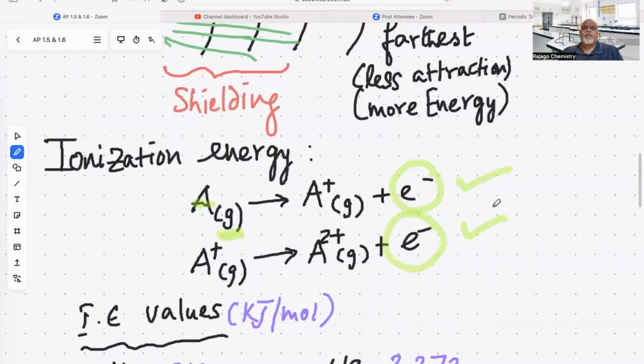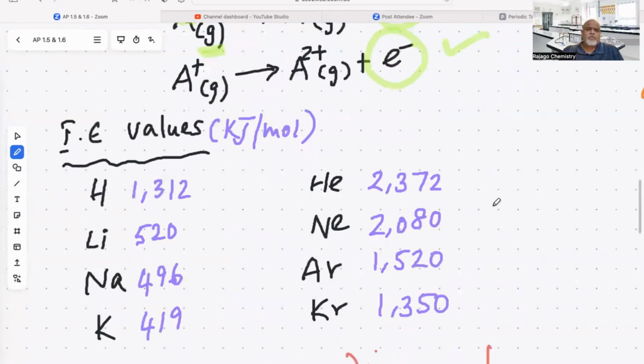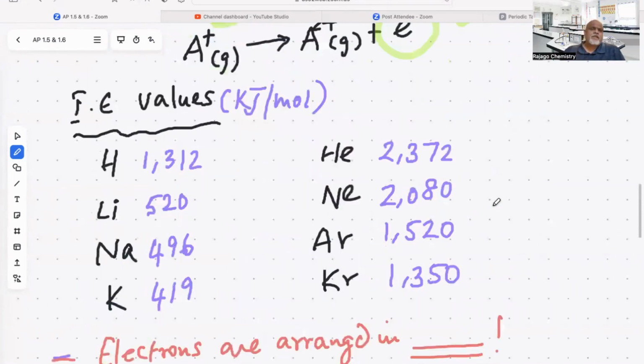Now let's compare the ionization energy values for these elements. We are comparing these elements because they are in the same group. Hydrogen, lithium, sodium, and potassium are in the first group, and helium, neon, argon, and krypton are on the rightmost end.